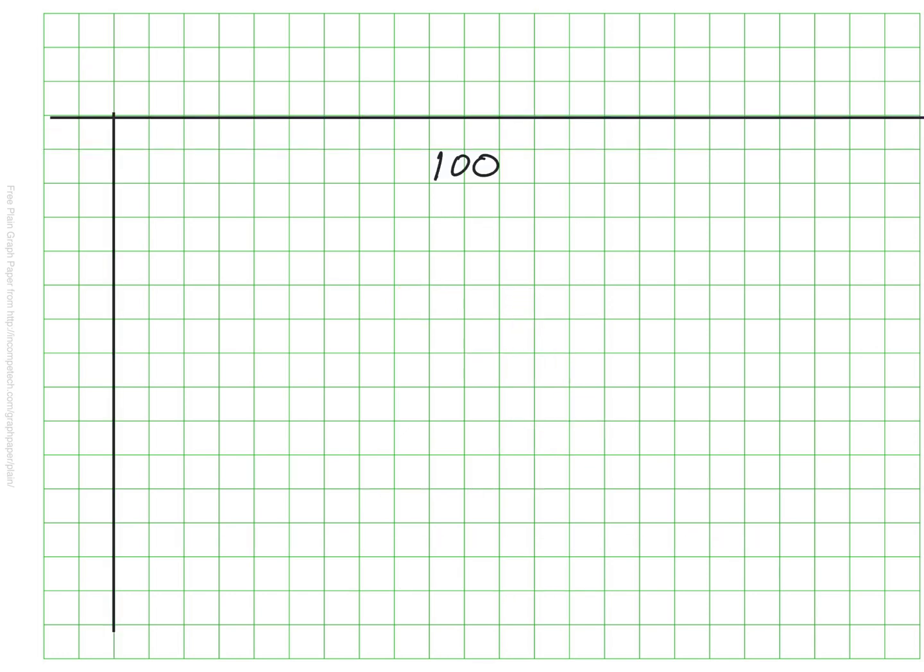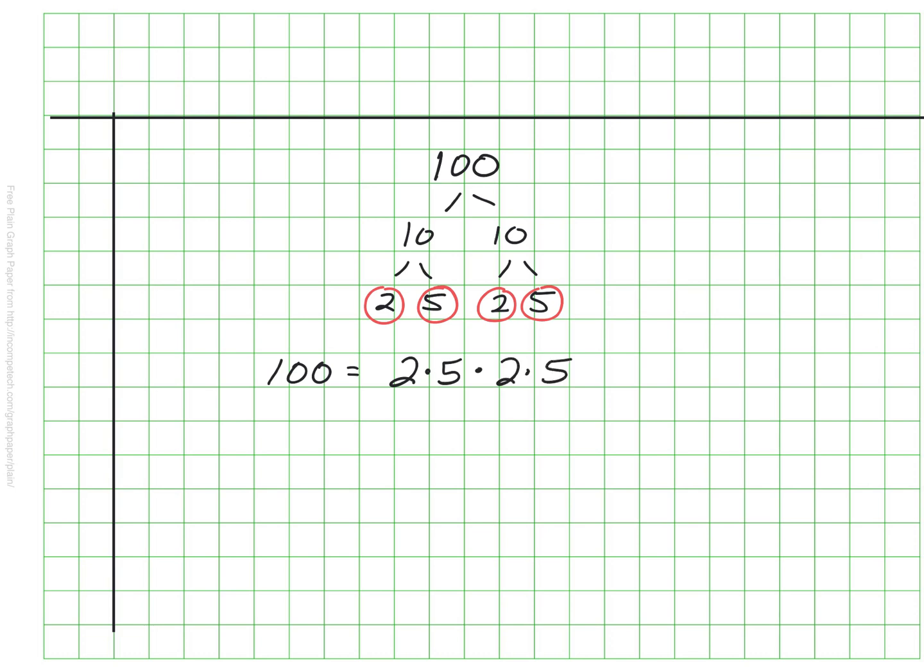I'm going to demonstrate this again with another factor tree, this time using 100. So I'm going to say 10 times 10 makes 100. 2 times 5 makes 10. Oh, those are prime. And 2 times 5 makes the other 10. And those are also prime. So I know that the prime factorization of 100 is 2 times 5 times 2 times 5.